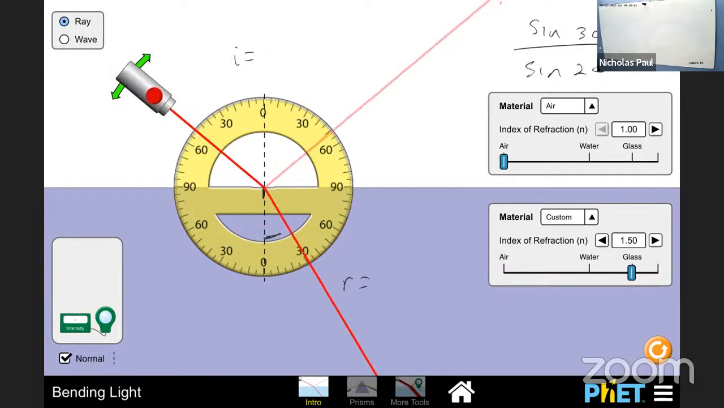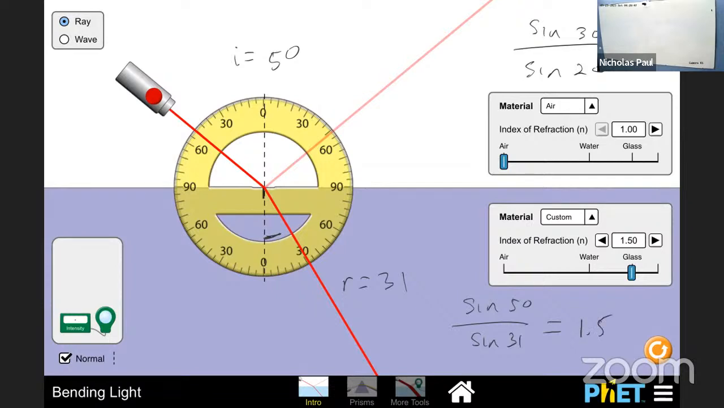Let's say 50. Here is 50, and here is 31. Can you open up sine 50 over sine 31 for me, please? How much do you get? About 1.5 again? 1.5 again.